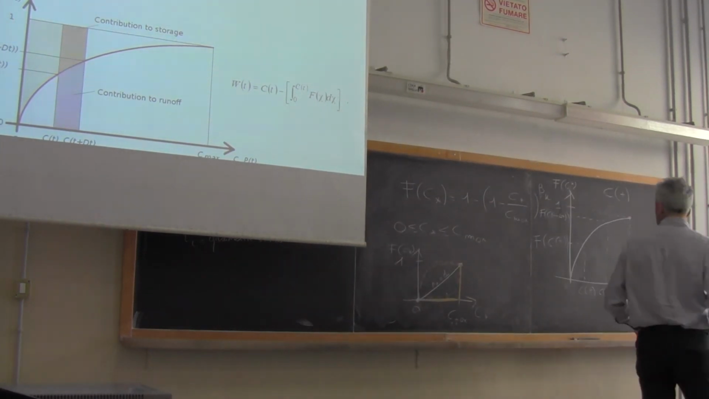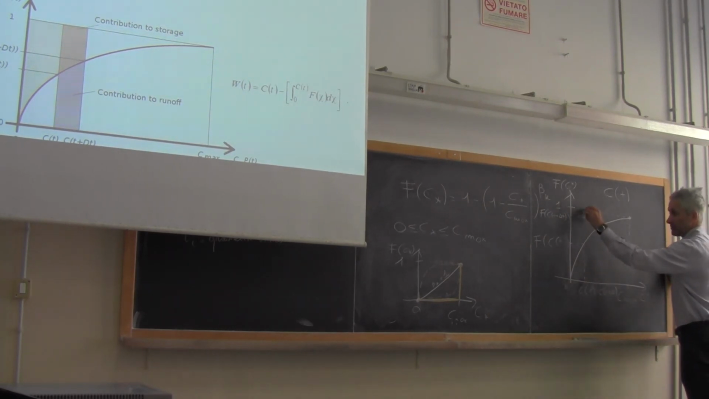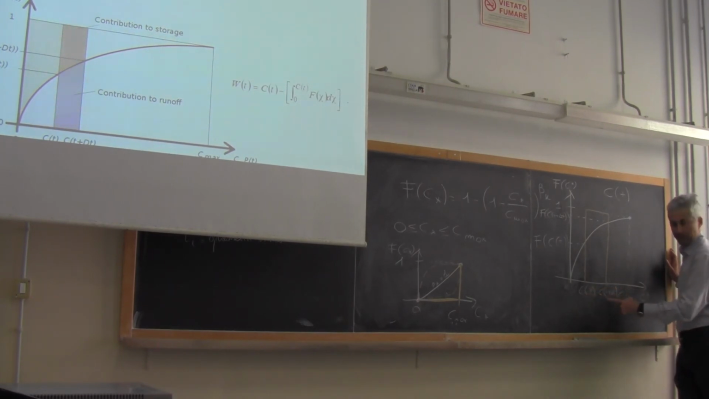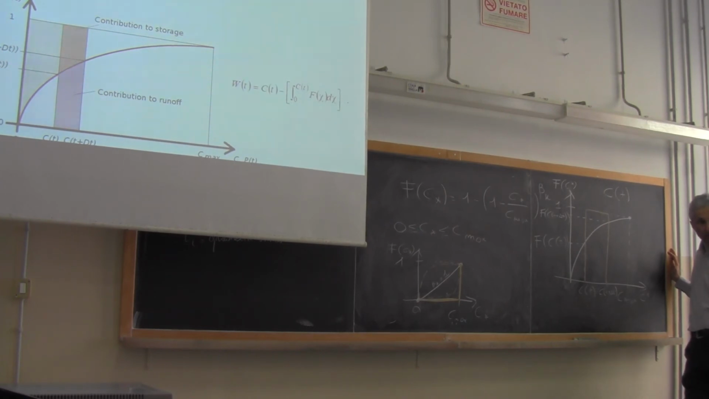Your rainfall is given by this rectangular area. This is your rainfall over the catchment. I see this overall rectangular area because rainfall is over the whole catchment, which means 1. So I have to extend this area up to 1, because the proportion of the catchment over which it rains is 1. So this is my rainfall from t to t plus delta t. Again, my question is, what is the part of rainfall that is stored, and what is the part converted into runoff?